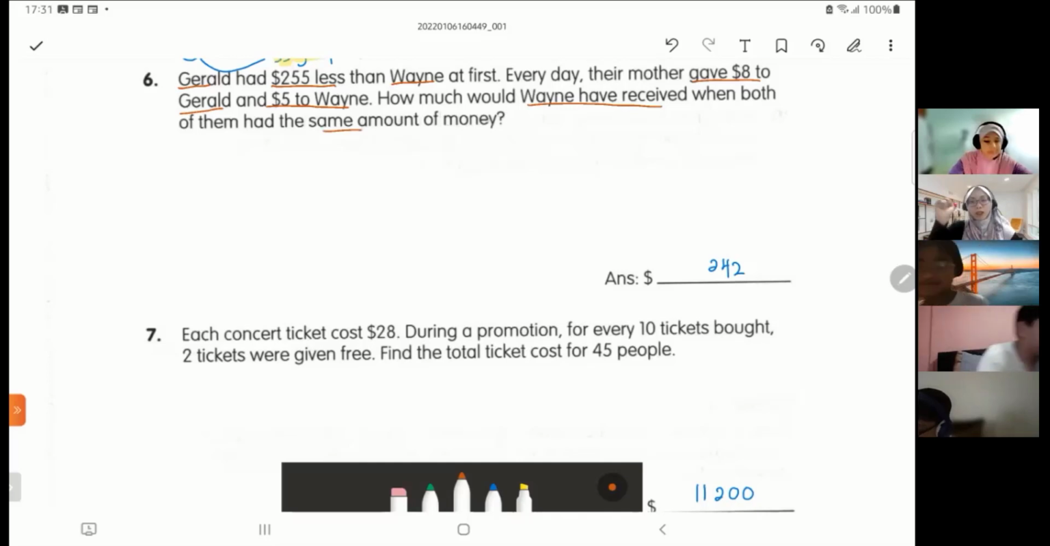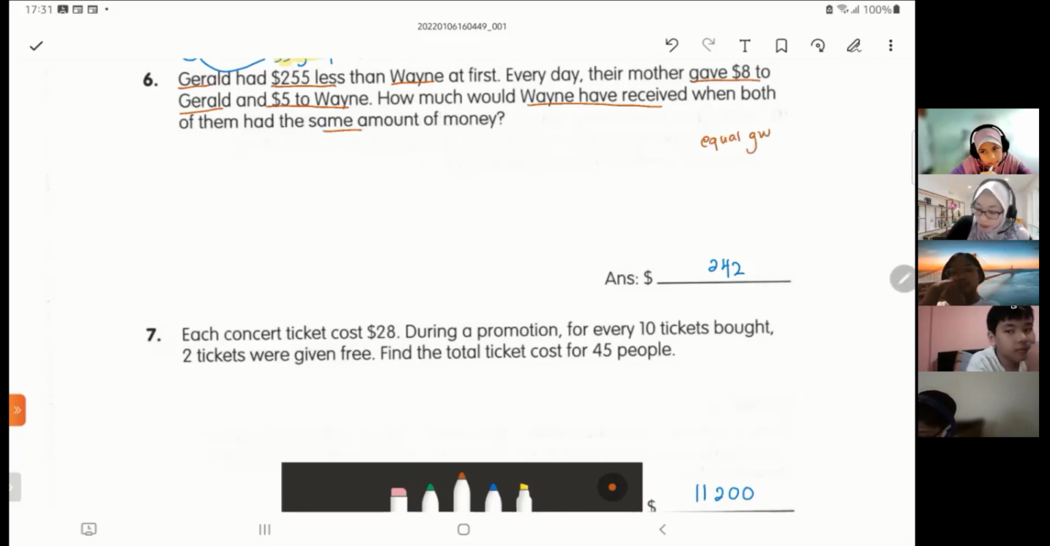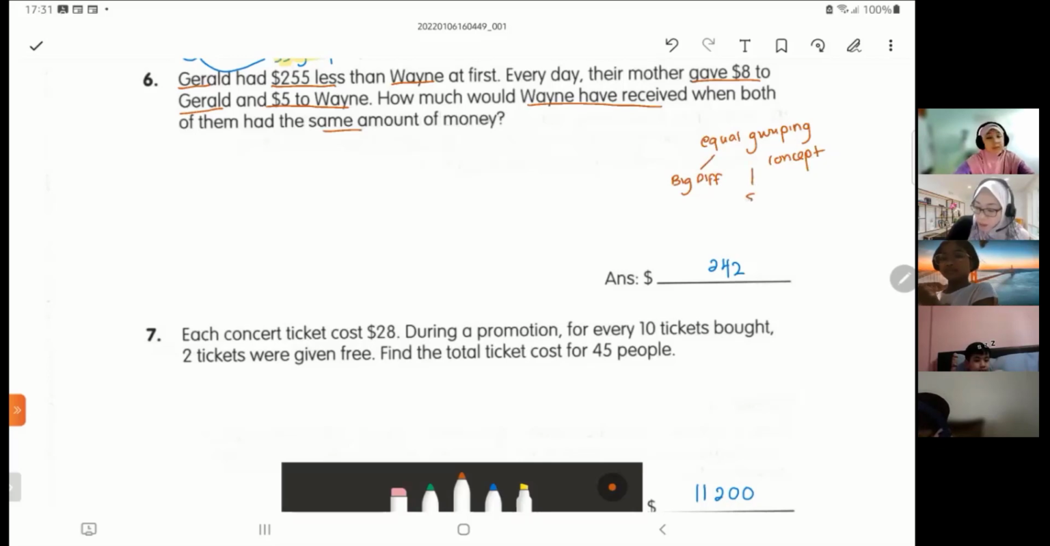The only way you can do this question is via the equal grouping concept, okay? Equal grouping concept. All right. So for equal grouping concept, you are going to identify big difference and the small difference. Remember just now I said there are two kinds of differences in this question given already. Okay, so let's identify the first difference, which is the big diff. What is the big diff? Diff means short form for difference.